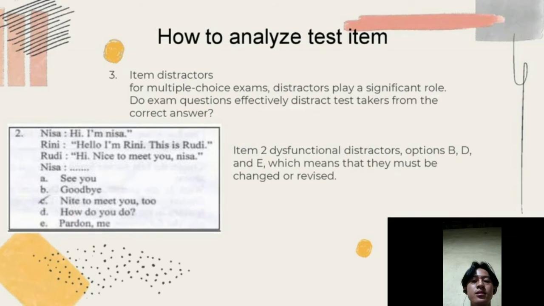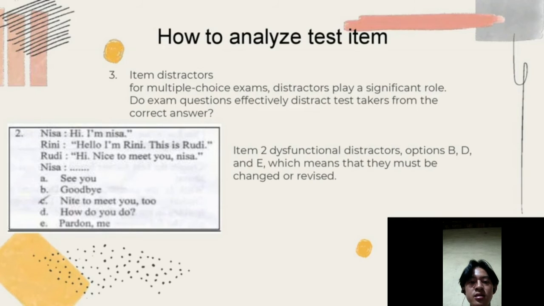As you can see, the question, Nisa. Hi, I am Nisa. Rini. Hello, I am Rini. This is Rudy. And Rudy. Hi, nice to meet you, Nisa. And the question and the answer is C. Nice to meet you too.